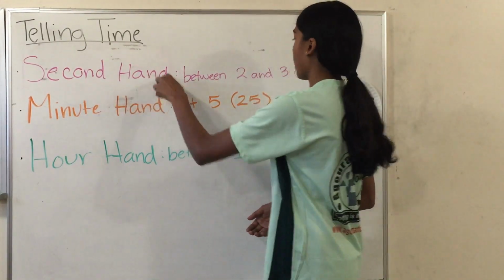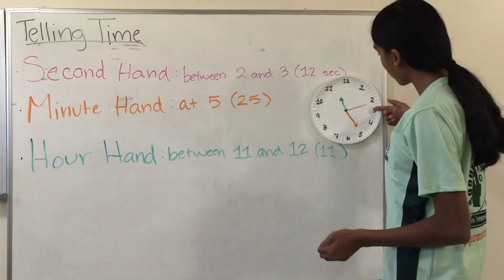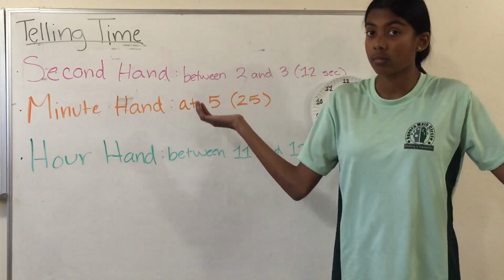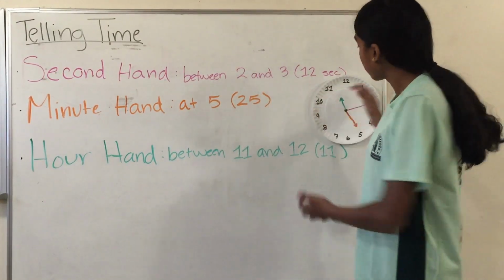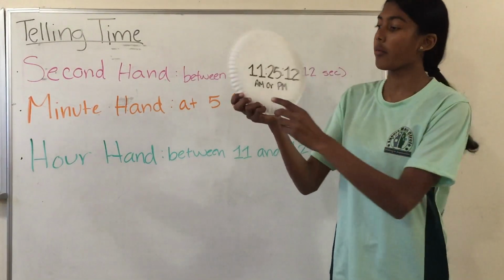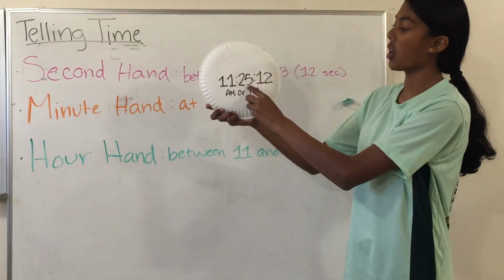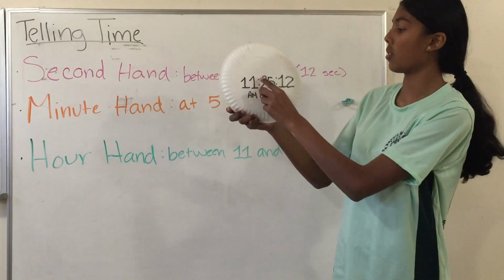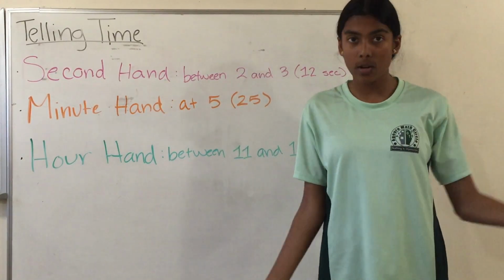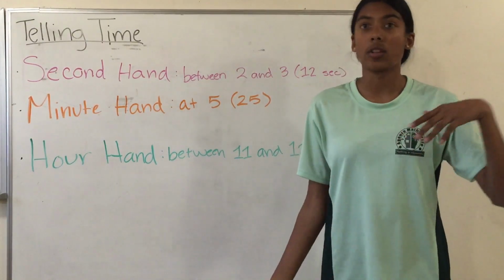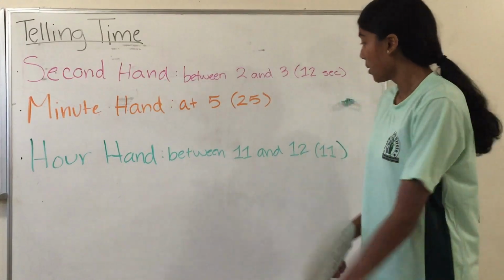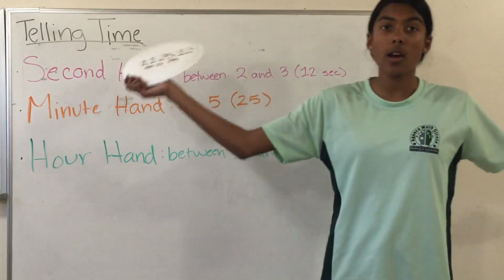And now let's do our second hand. So it's between 2 and 3. So let's just estimate that it's 12. And let's see what the actual time is. And we write it 11:25:12 with a colon between each part. And it can be AM or PM depending on when you're watching this video. If it's in the morning, it's AM. Afternoon, PM. And so, there you go.